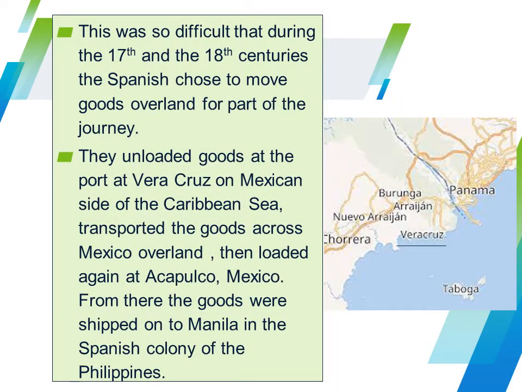It was so difficult that during the 17th and 18th centuries, the Spanish chose to move goods overland for part of the journey. That means they couldn't just continue on the sea route, but had to take the goods from the sea, then go to the land, and then to the sea again. What a hassle it was. So they unloaded the goods at the port of Veracruz on the Mexican side of the Caribbean Sea, transported the goods across Mexico overland, then loaded them again at Acapulco, Mexico. From there, the goods were shipped on to Manila in the Spanish colony of the Philippines.